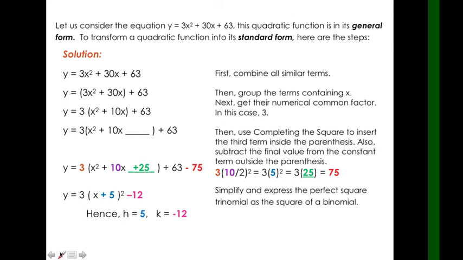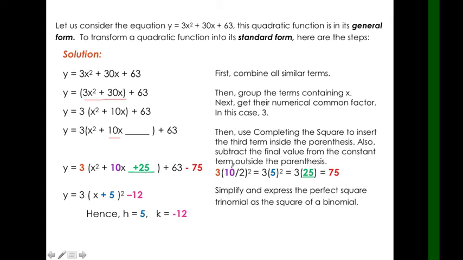Then for the 3x squared plus 30x, we get the common factor, which is 3. So 3 quantity x squared plus 10x, plus 63. You need to put a blank here, wherein you divide 10 by 2, that is 5. Then you square it, and that is 25. Use completing the square to insert the third term inside the parentheses. Also subtract the final value from the constant term outside the parentheses.